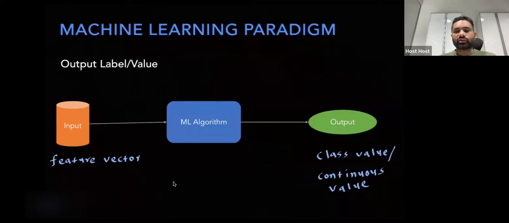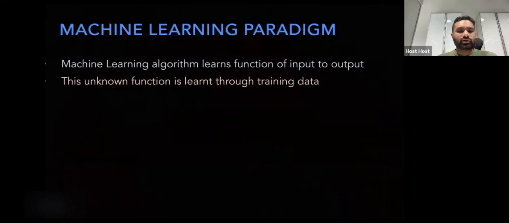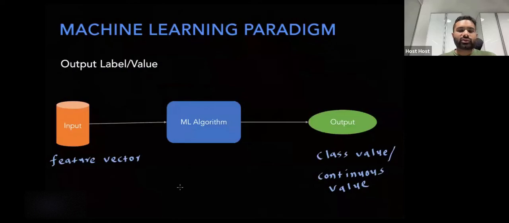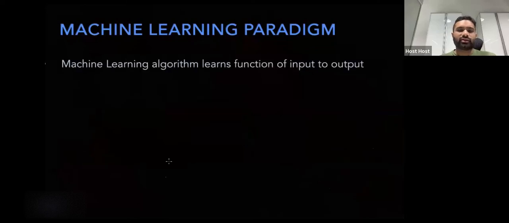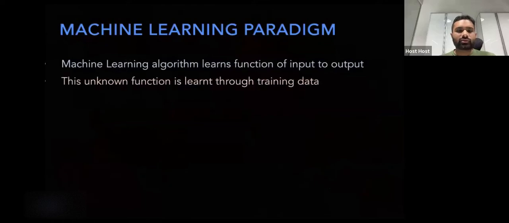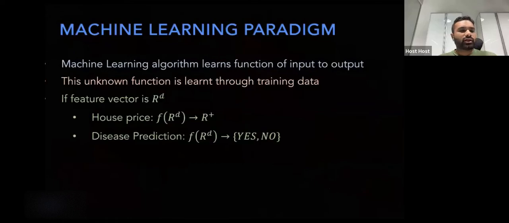So now we are going into the mathematical notations where this function which machine learning algorithm is learning is usually an unknown function. If we know this function, then we don't need data. We don't need to train it. There is no such thing. But usually this function which machine learning algorithm is learning from a feature vector to final class value is unknown. So that's why this function from an input to output is an unknown function, and it is being learned through a training data. So in case of housing price prediction, let this function be f.